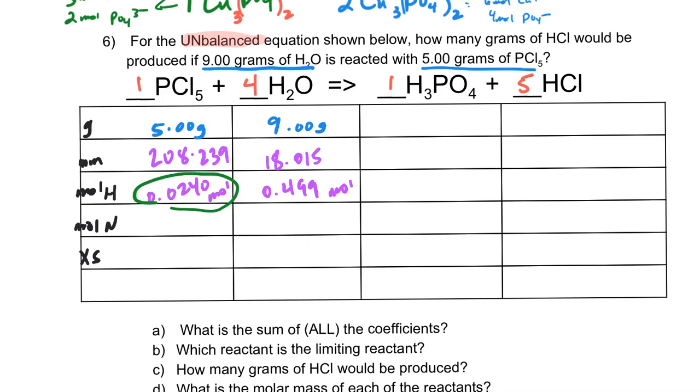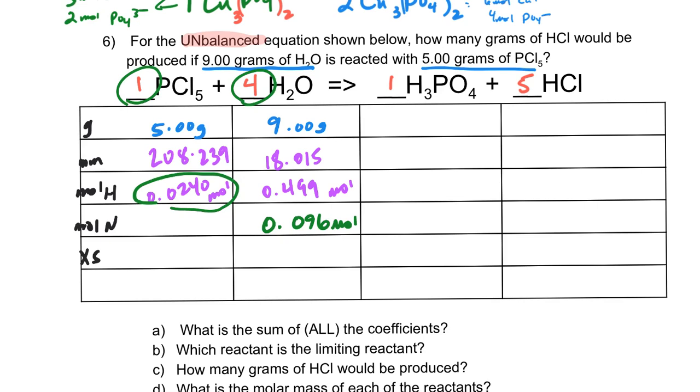Now notice the ratios here. We've got a ratio of 1 to 4. So whatever the amount of the first compound, since I'm starting with PCl5, I'm going to need 4 times the amount of water. The easiest way to do this is just multiply by the ratio. In this case, it's 4 over 1, or 4. So 4 times the 0.0240 should give me the answer that I want. And that number should be the following: 0.096 moles.